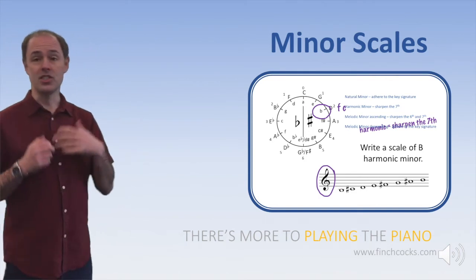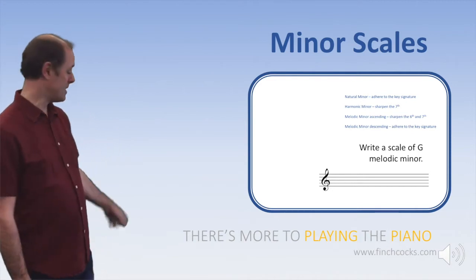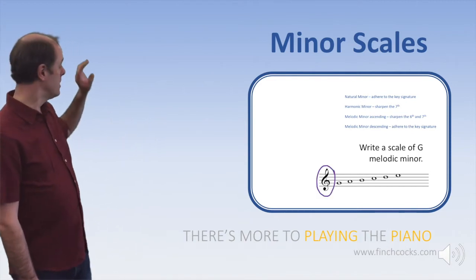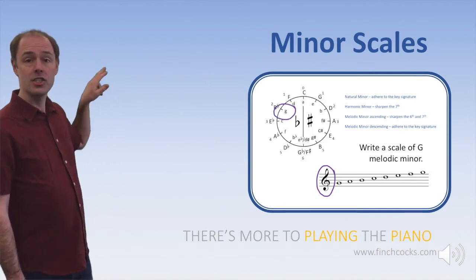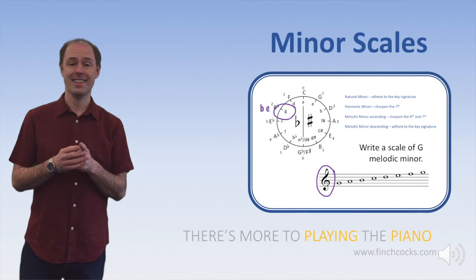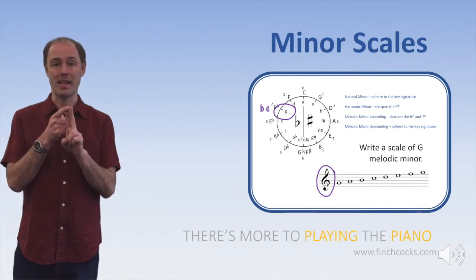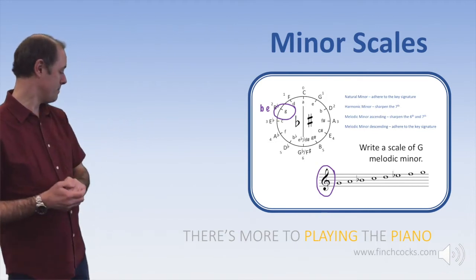The next one is G melodic minor. Same steps. Check the clef, draw a G, draw an octave. Look for G in the cycle of fifths, and there it is. G minor needs 2 flats, and the most common flats are B and E, blanket exploded. So pop them in, B and E.